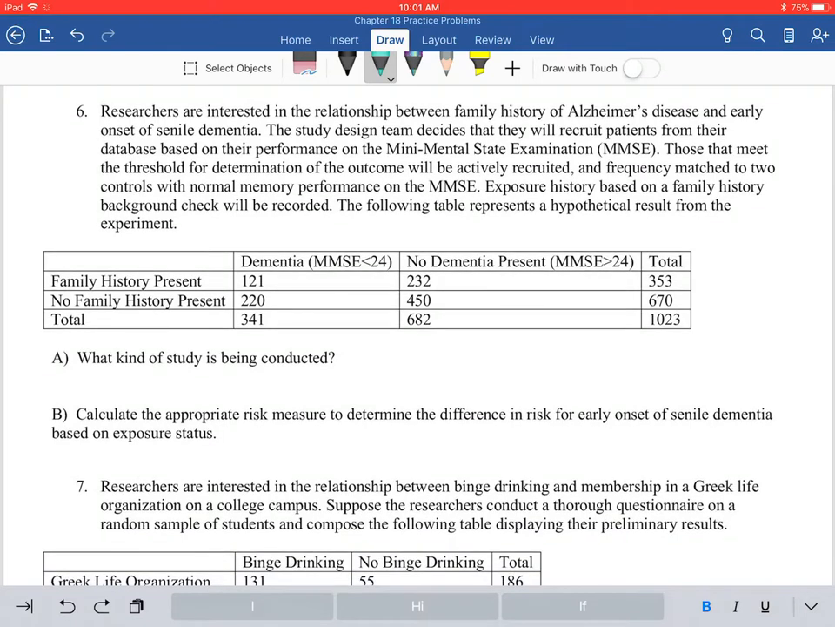So moving on to number 6, researchers are interested in the relation between family history of Alzheimer's disease and early onset of senile dementia. The study design team decides that they will recruit patients from their database based on their performance on the mini mental state examination, the MMSE. Those that meet the threshold for dementia as the outcome will be actively recruited and frequently matched to 2 controls. So that's the key here, matched to 2 controls with normal memory. Performance on the MMSE, exposure history from the database on family history, and background check will be recorded, and the following table represents the hypothetical results from the experiment. When you read that they're going to be matched with controls, the type of study design you have here is a case control.